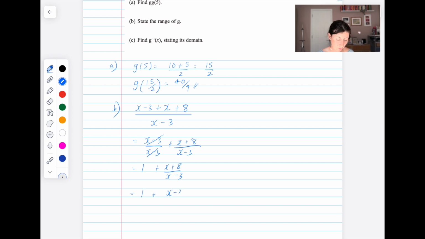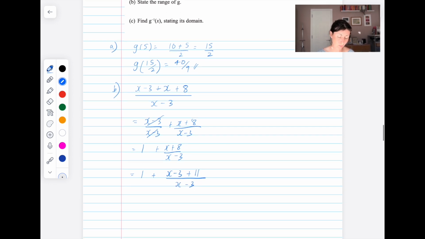So let's just apply that one more time. x minus 3, and then I need to have 8, so I need to add 11. And then remember, we're just going to cancel the x minus 3, so that's going to give us a 1 plus the other one is 2, and then we've got the 11 over x minus 3. So now this is really easy to sketch.